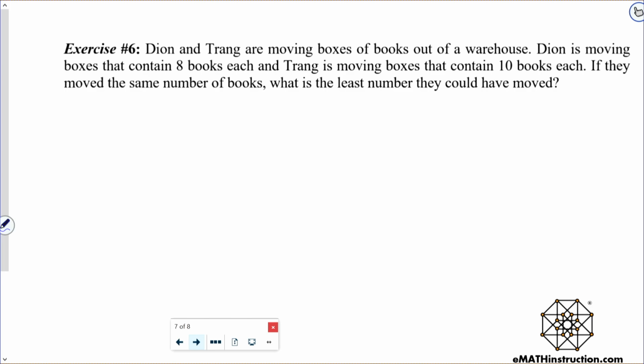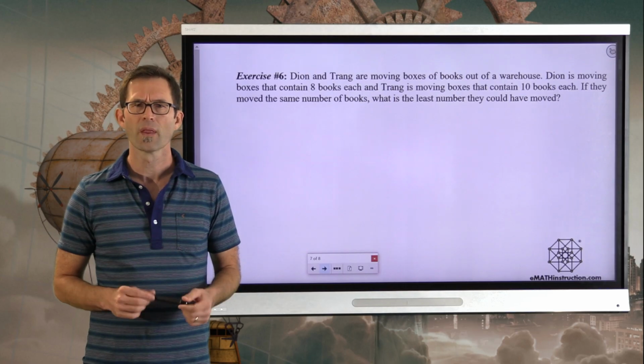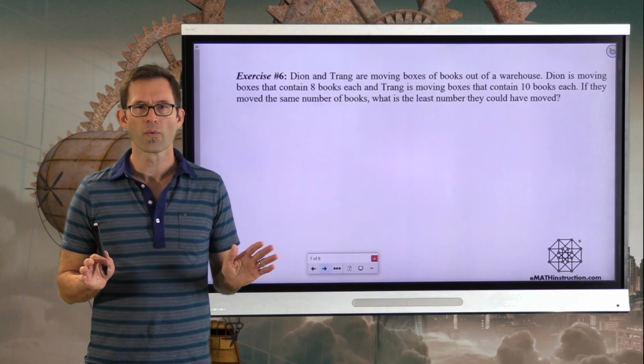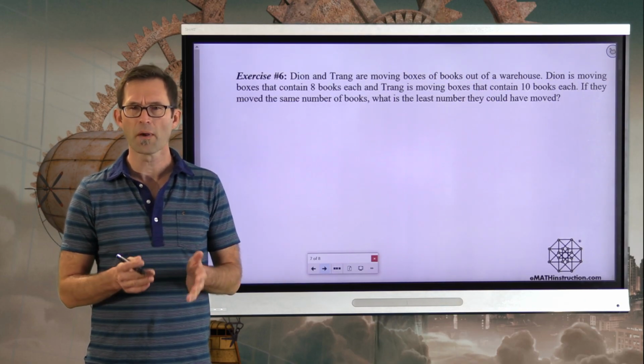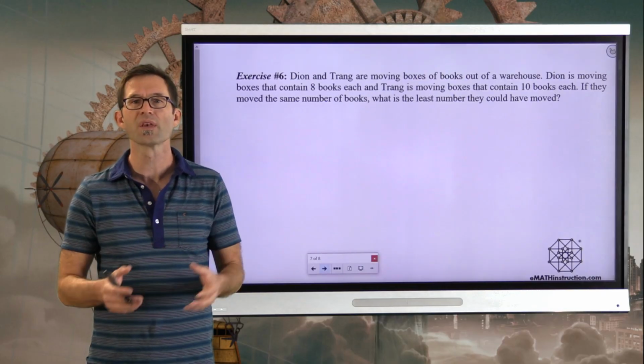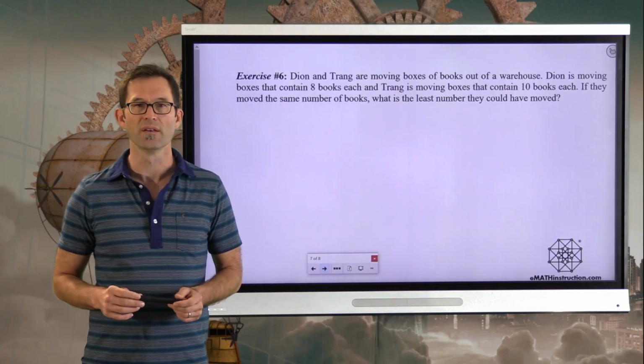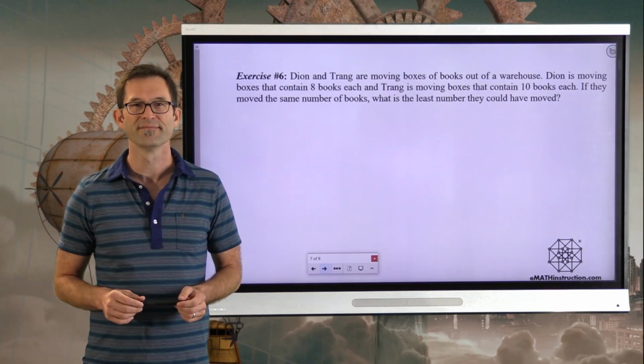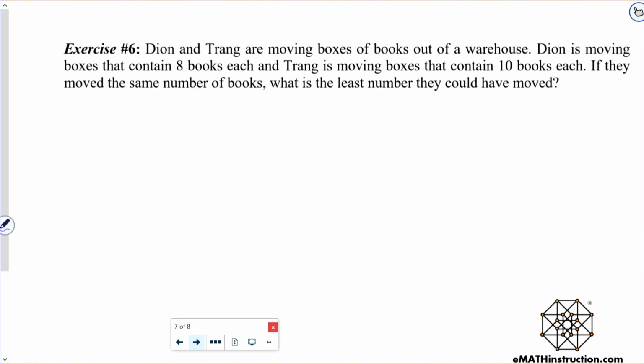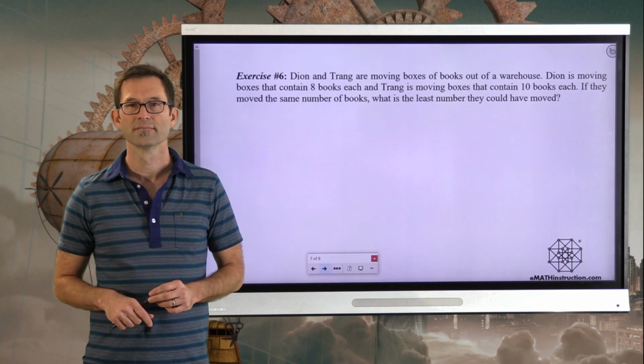Dion and Trang are moving boxes of books out of a warehouse. Dion is moving boxes that contain 8 books each, and Trang is moving boxes that contain 10 books each. If they moved the same number of books, what is the least number they could have moved? All right, so what I want you to do is pause the video right now, think about this problem, especially given the context of the lesson, multiples and common multiples, and see if you can figure out the least number of books that Dion and Trang might have moved. All right, let's do it.